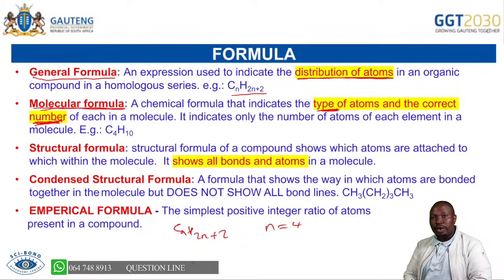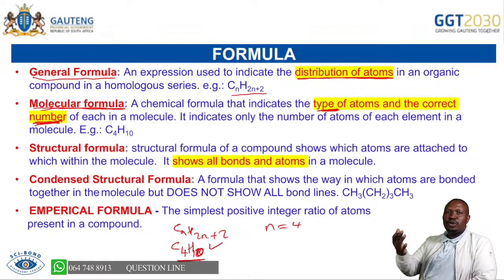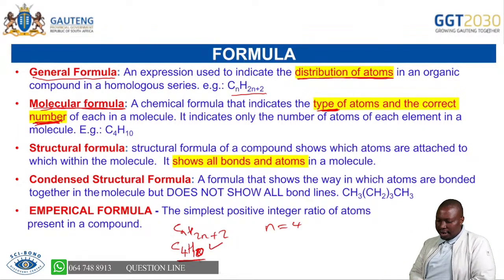For example, if n equals 4, you will say C4, 2 times 4 is 8, so C4H(8+2). 8 plus 2 is 10. So you can say C4H10 is a molecular formula. So you see how to get a molecular formula. It's when we substitute the n, the number of carbons, to say how many carbons we have. Then we're able to get the molecular formula.